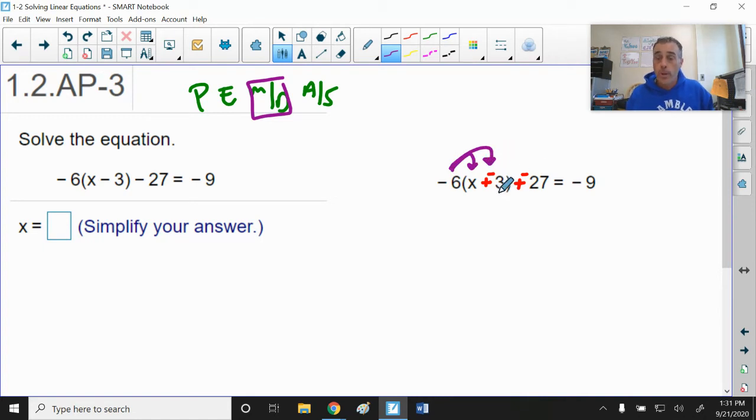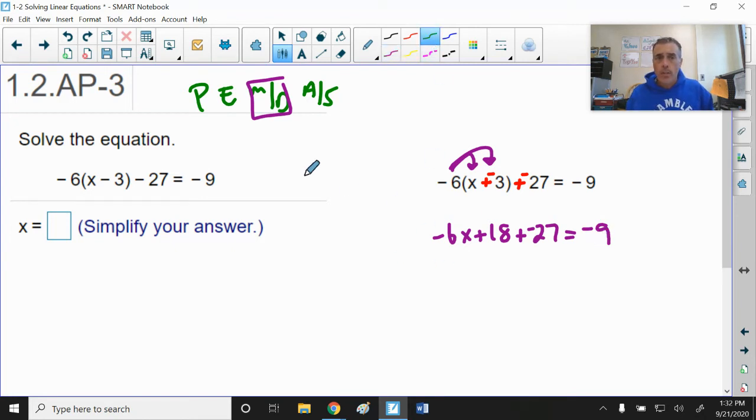Distribution involves multiplying. So I have -6 times x plus a negative times a negative is positive. -6 times -3 is 18. This is outside of the parentheses, so it does not get multiplied. I'm going to rewrite it so that that can be worked on in my next step.